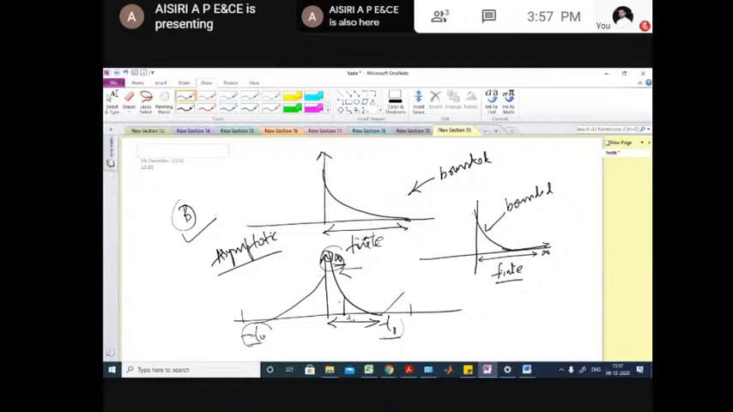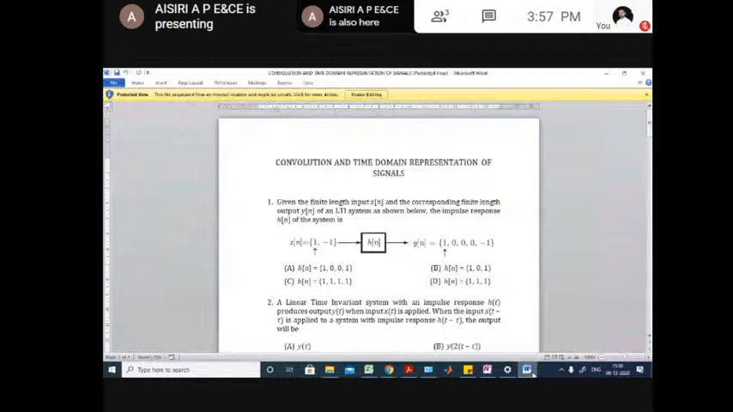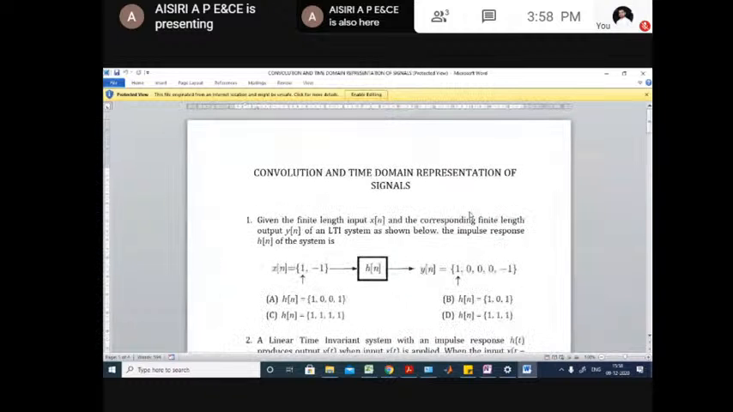So now we'll look into a few concept oriented questions that were taken from the GATE question papers. First we'll be covering the questions that come under convolution and time domain representation of signals. So the first question says, given the finite length input x of n and corresponding finite length output y of n of the LTI system, which is shown below, find the impulse response h of n of the system. So you are asked to find the impulse response of the system. This kind of questions are nothing but system identification questions.